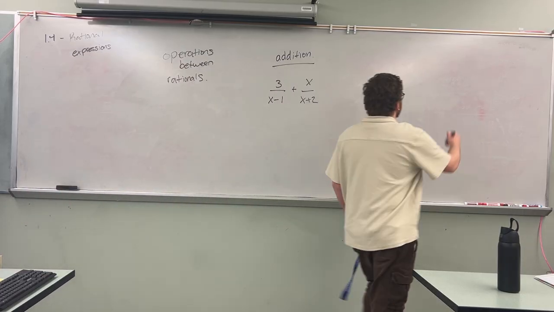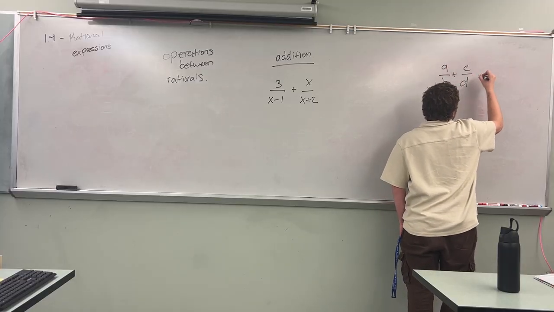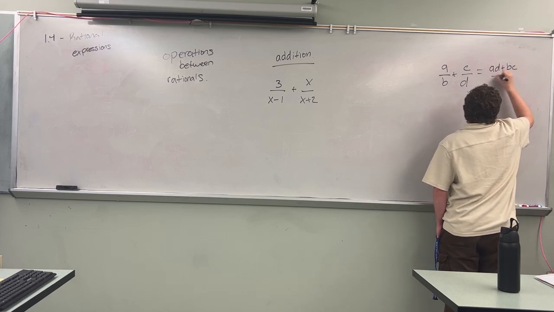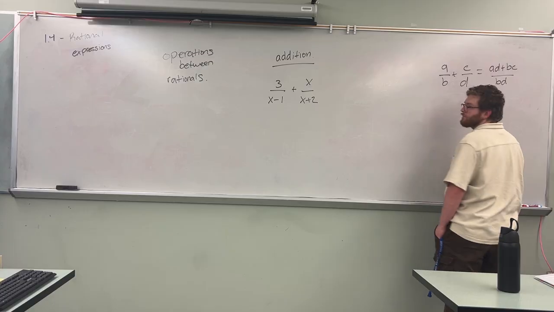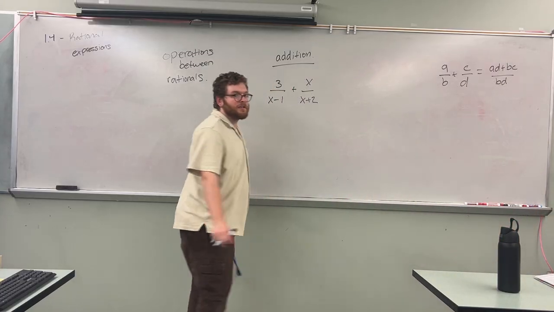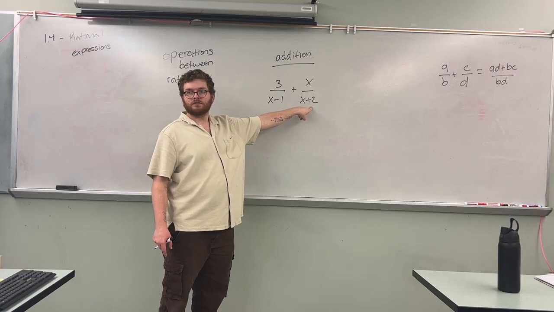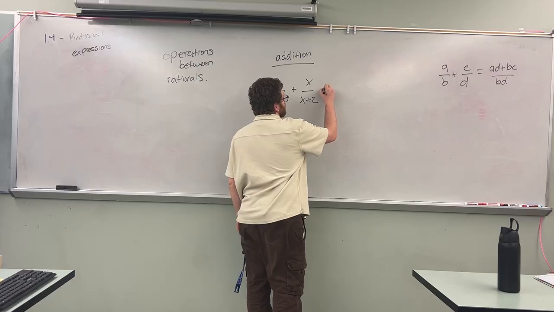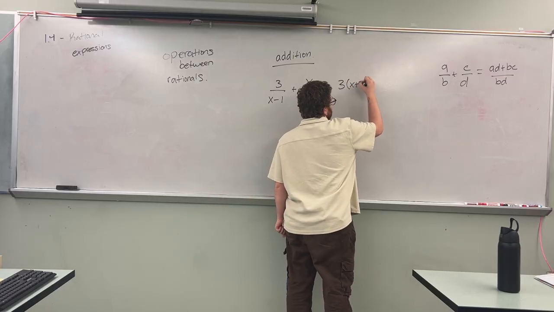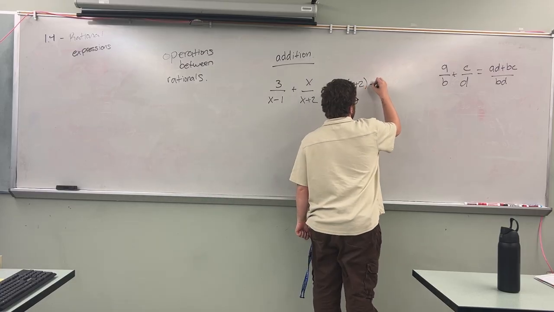Remember when we add fractions, if I have a over b plus c over d, I have to cross multiply. I get ad plus bc over bd. So I have to do the same thing here. I have to cross multiply here, here, and then down there. So I get 3 times x plus 2. I'm just going to leave it as that for now. Plus x times x minus 1.